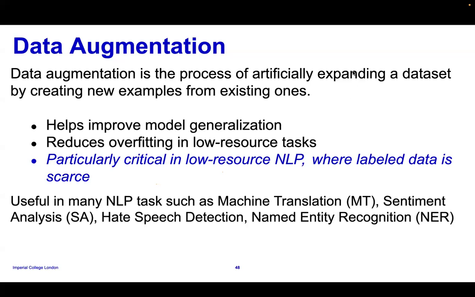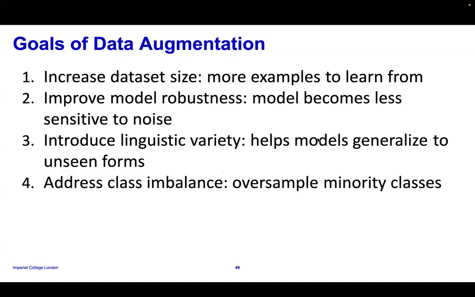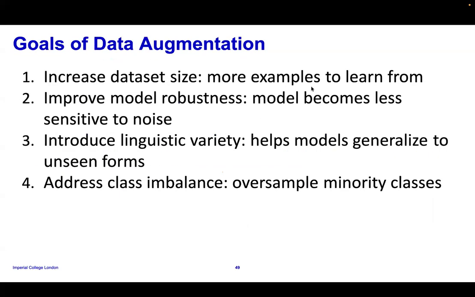Yeah, data augmentation is basically a way to expand the existing data set. We have different kinds of data augmentation approaches. For example, if you have a parallel data set, as I said, if you have like 100 parallel sentences, and you want to expand that data set to maybe 200, 300. So the goals are: increase data size, more examples, improve model relevance, introduce linguistic variety, address class imbalance. For example, if you want to train a model for sentiment analysis, you have positive, negative, and neutral.